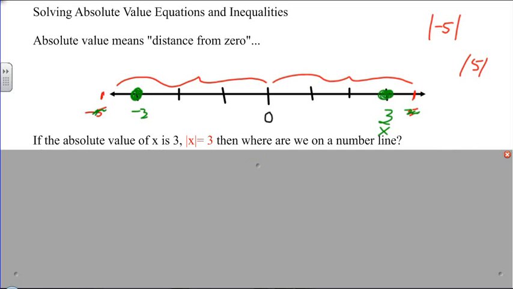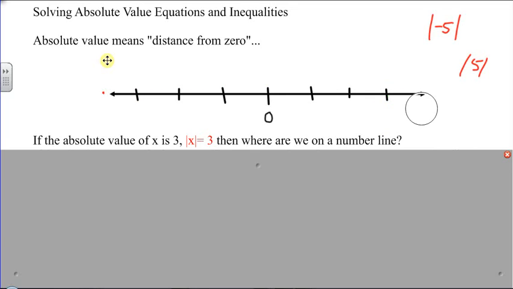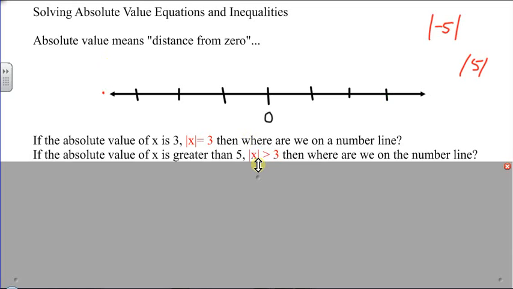Let's see what happens when we're dealing with inequalities. We just talked about an equation. We know for an equation we're going to have 2 different spots on the number line. So let's see about inequalities. Now we want to know, whoops, I meant to change this. This number should be a 3 right here. Now we want to know when the absolute value of x is greater than 3. In other words, where are distances bigger than 3 hops from 0?